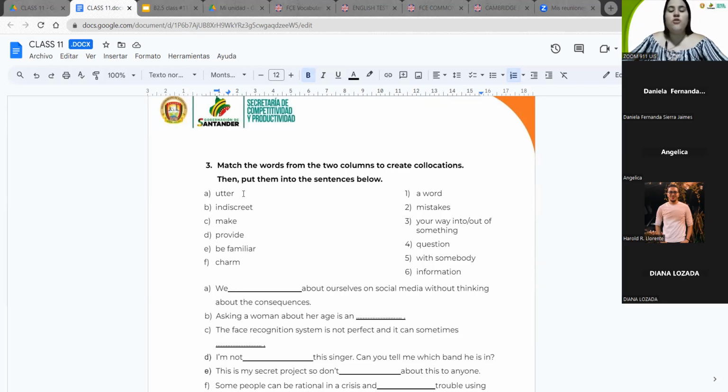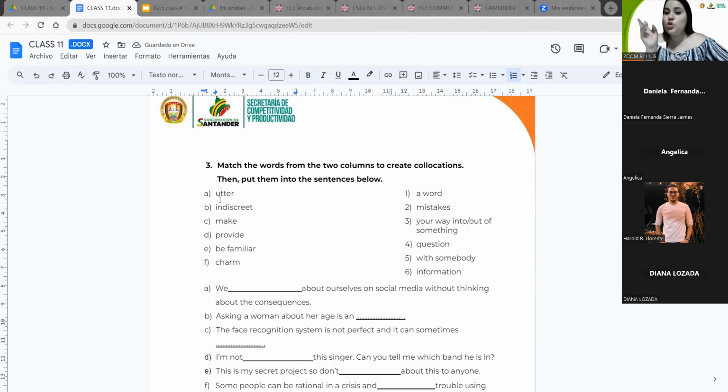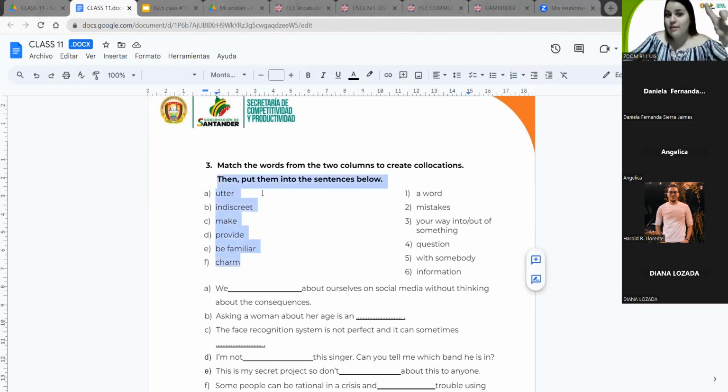So if you think that utter goes to a word or a mistake or mistakes, you write a number next to it. Utter number 1, a word, or number 2, mistakes. Indiscreet, so indiscreet a word, indiscreet mistakes. Then you're going to put them in the sentences below. So we about ourselves on social media without thinking about the consequences. So we what? We well based on the first exercise.